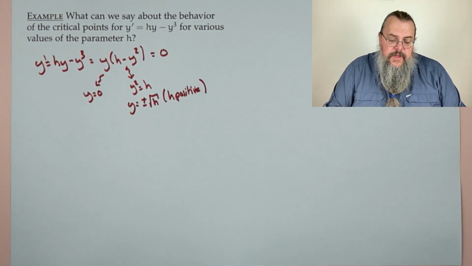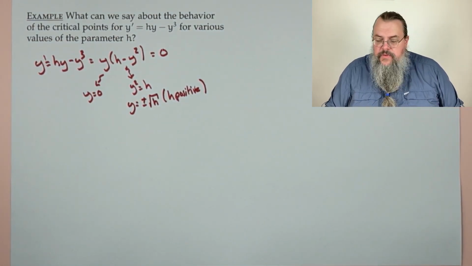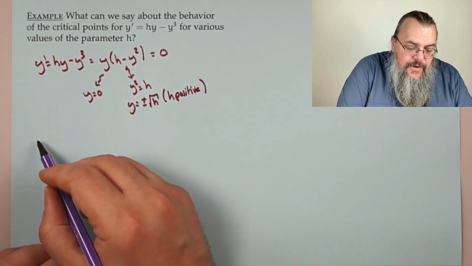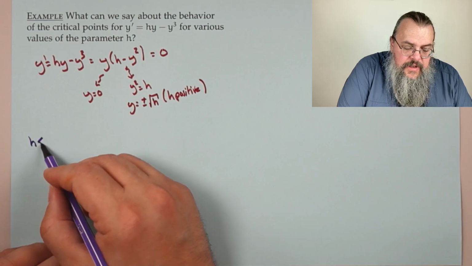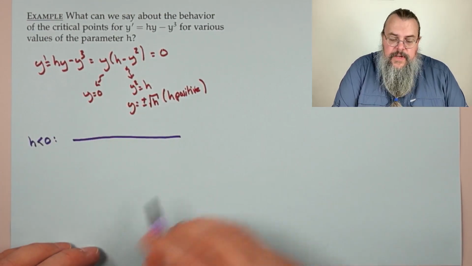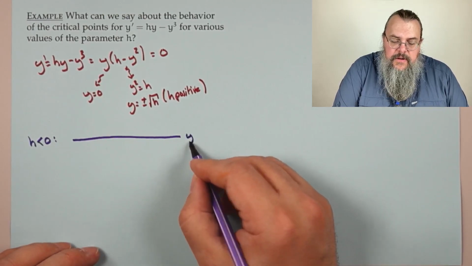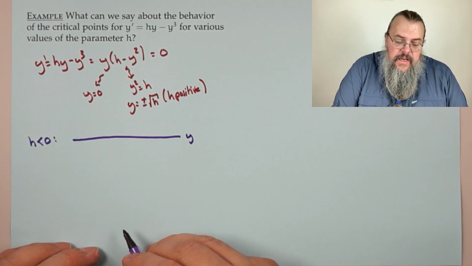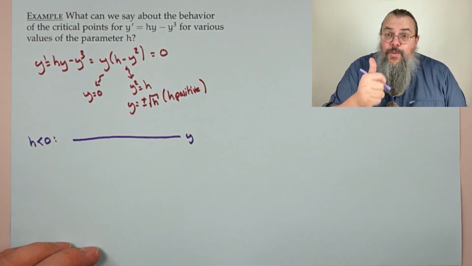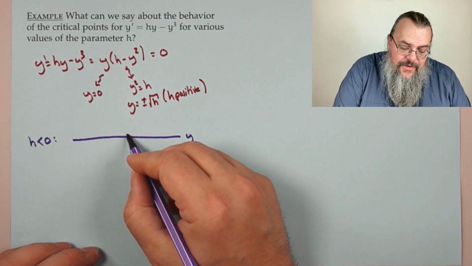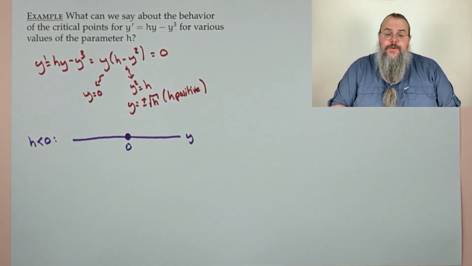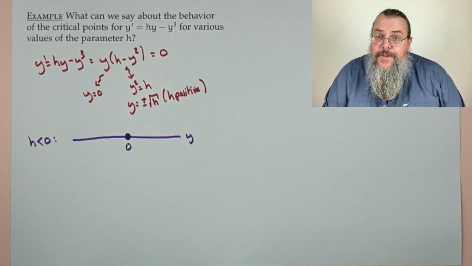All right, so we have our various things going on. All right, well, let's look at some cases. So let's look at 3 typical cases. So let's say h is negative, and we'll draw our phase diagram. So here I'm going to have y. And now, if h is negative, what are the critical points? There's just one. It's 0. All right, great. Now, what do you see happening?